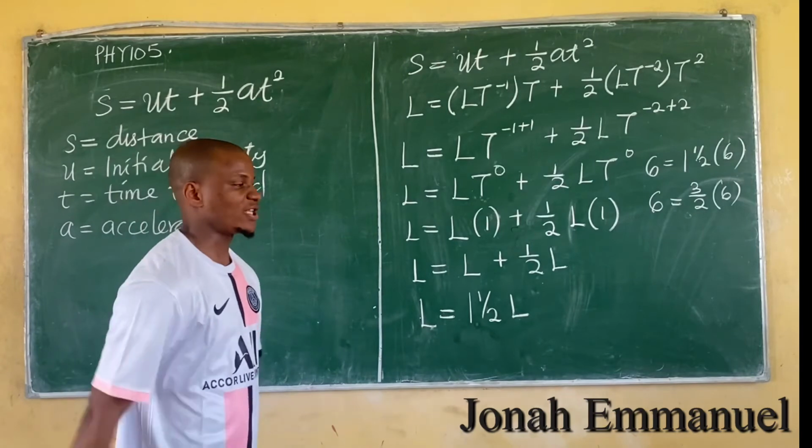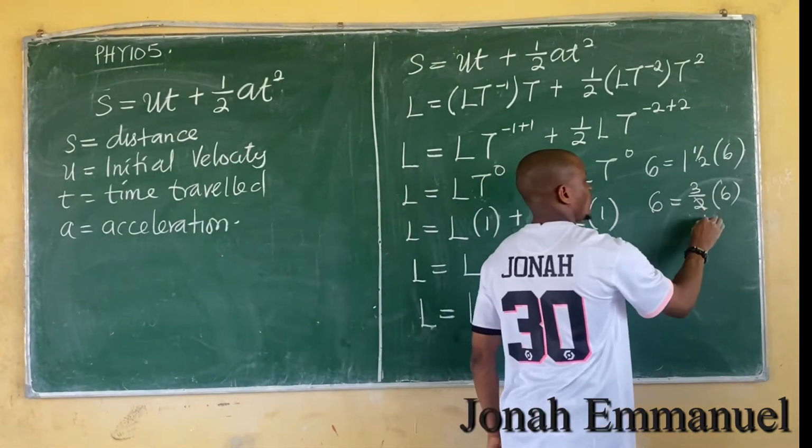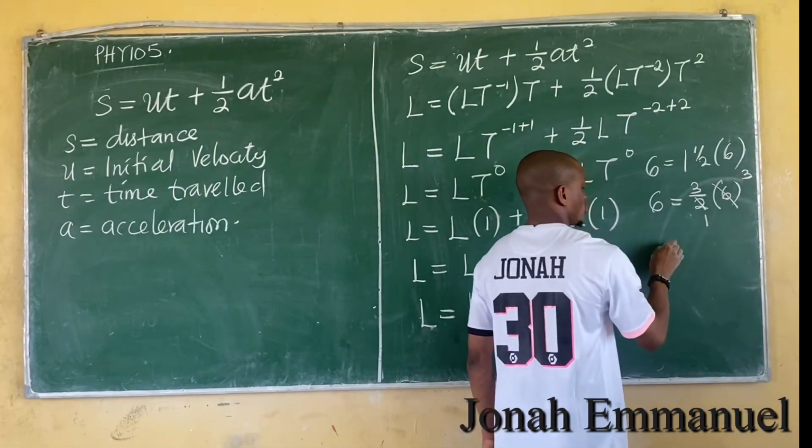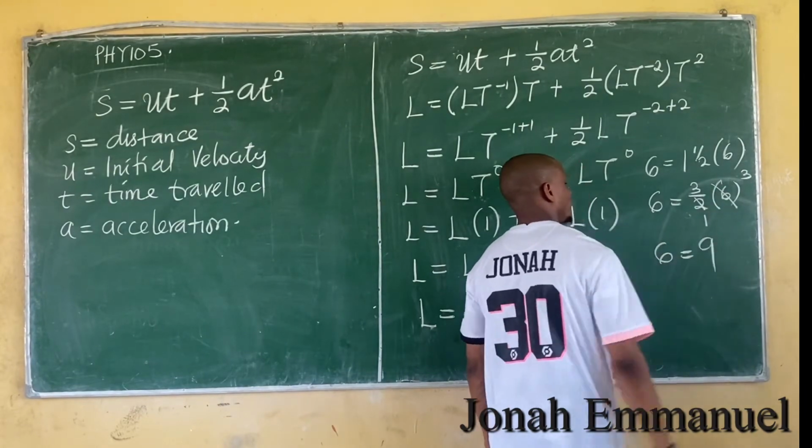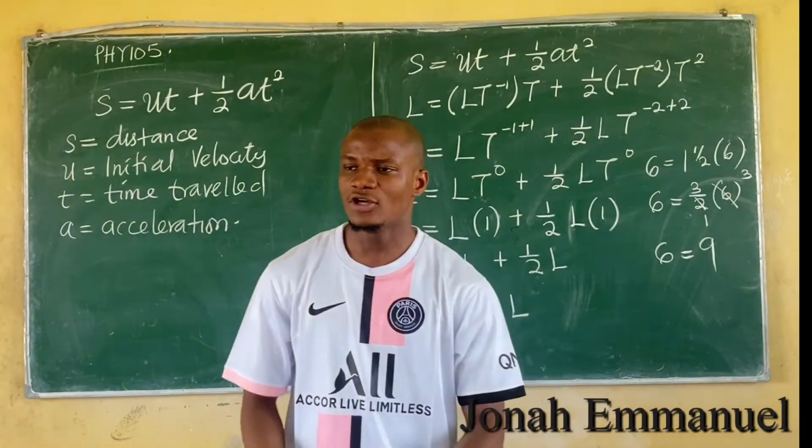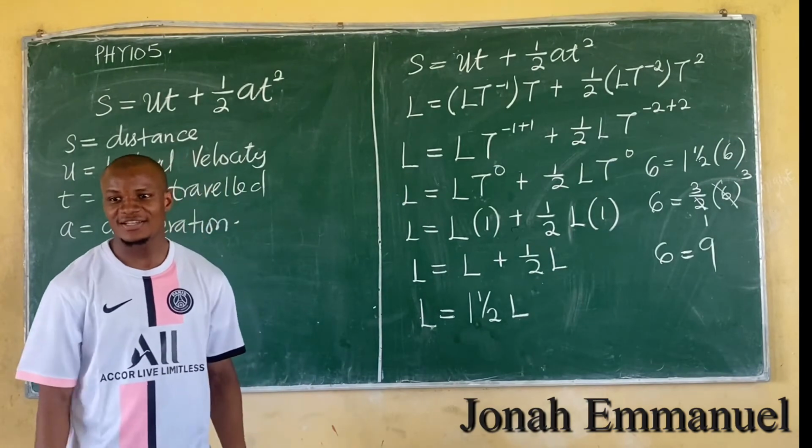Alright, back to this, please. So 6 is equal to 3 times 3, which is 9. Is it the same thing? No, it's not the same thing.